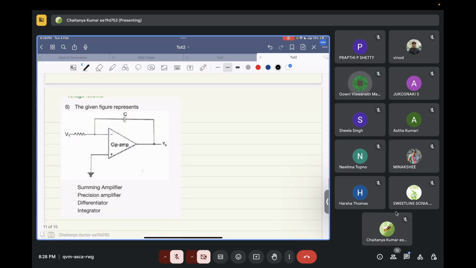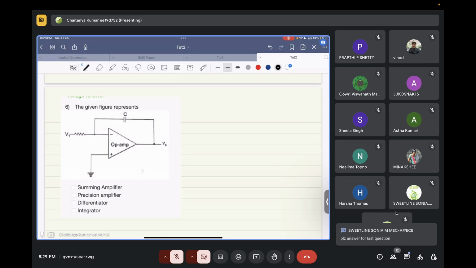So this figure represents what? Integrator. Okay, and now can you guys help me see how it is an integrator? So let's not try to solve it with Laplace. Let's actually try to solve it with the time domain expression for current and voltage for a capacitance, right? V naught by VA is equal to 1 minus 1 divided by SCR. That's in the Laplace domain, right? Let's assume we don't know Laplace. Let's see what happens in the time domain.